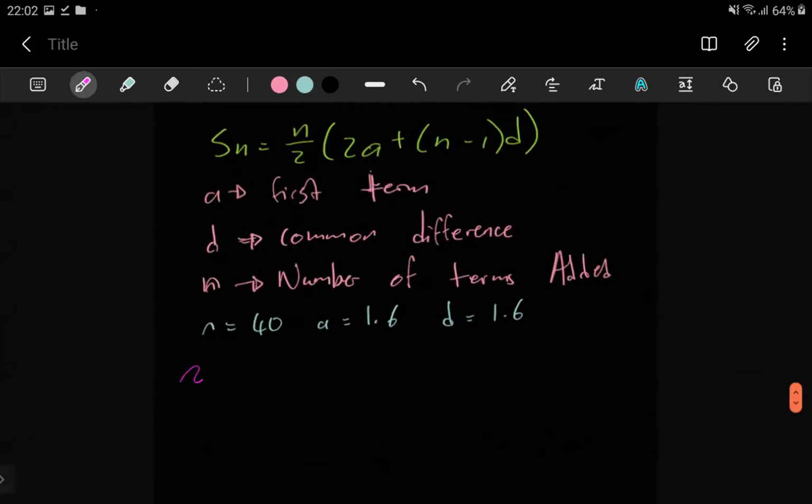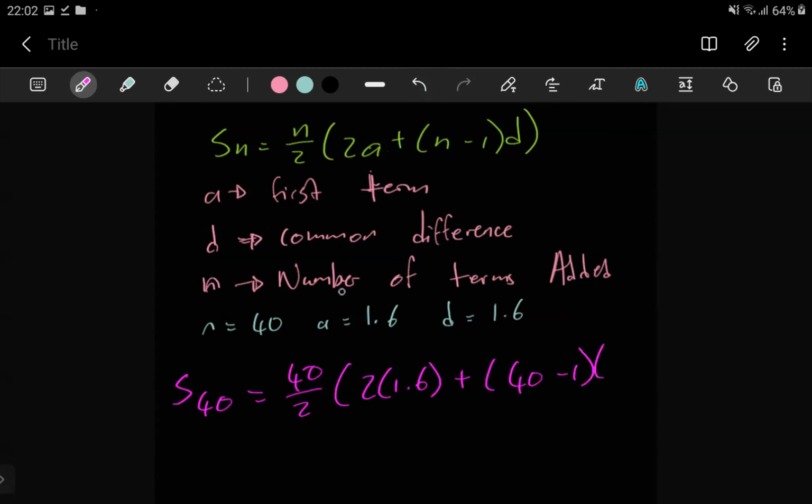So we're going to have here S40, the sum of the first 40 terms, just 40 over 2. And then here you have bracket 2 times 1.6. N is going to be 40. And then D is going to be what? D is going to be the common difference, which is just 1.6. And then all this, we just have to put in the calculator.